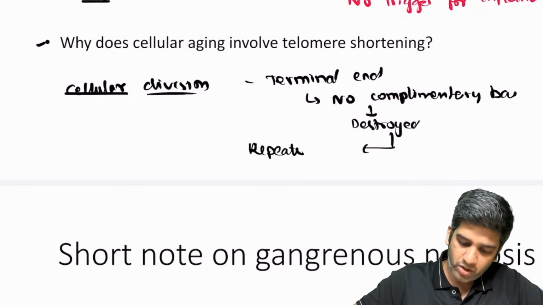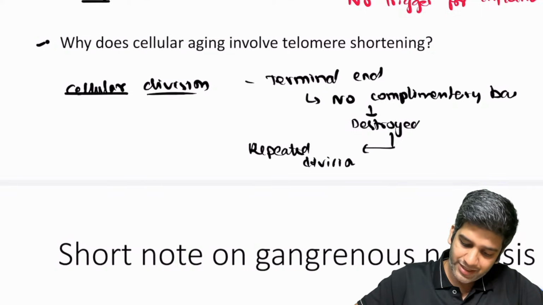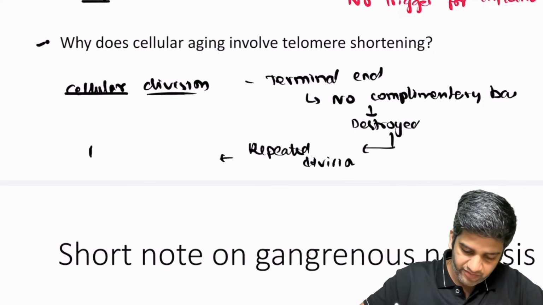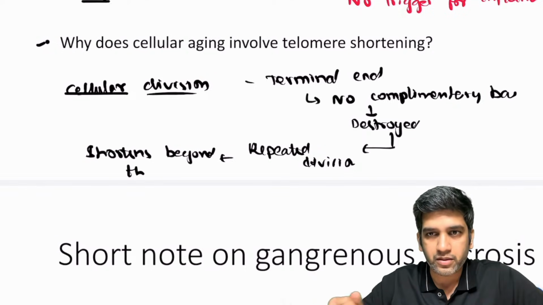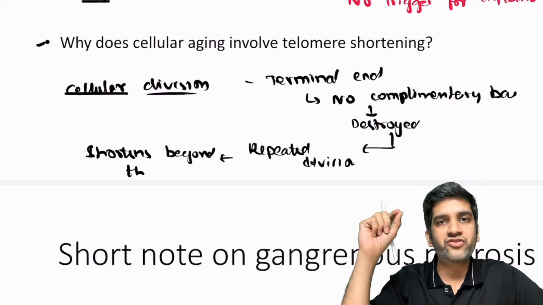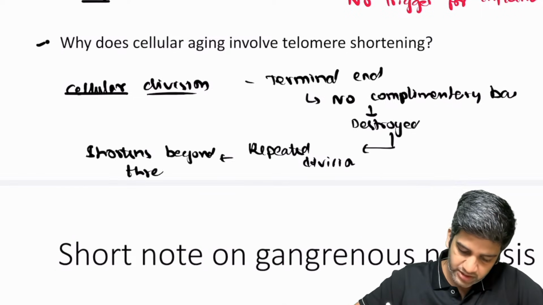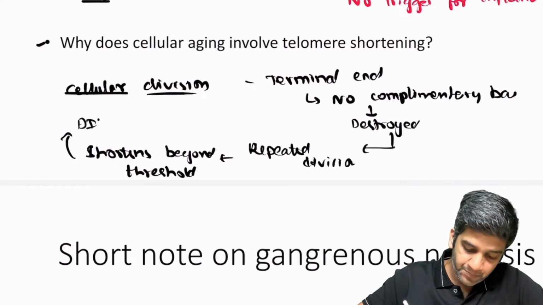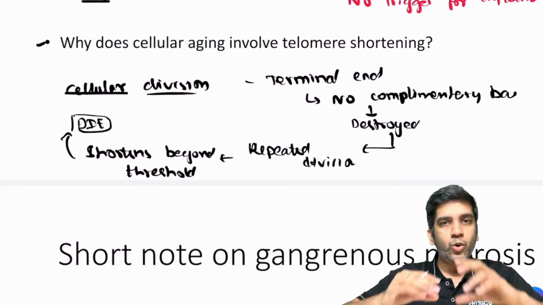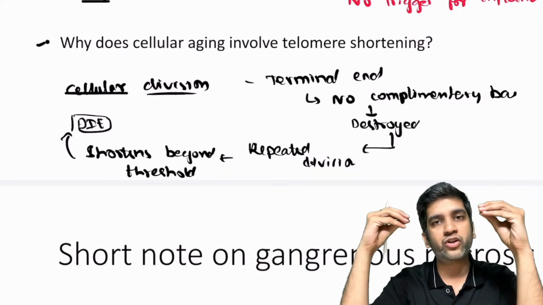With repeated cell division of any cell for that matter, automatically it goes beyond a certain limit. There's a threshold limit. If it shortens beyond the threshold, the cell cannot survive. The most important genetic information will be lost when it goes beyond the threshold. It doesn't survive, it'll automatically die. And when these cells die, overall the function of the organ or the tissue reduces.